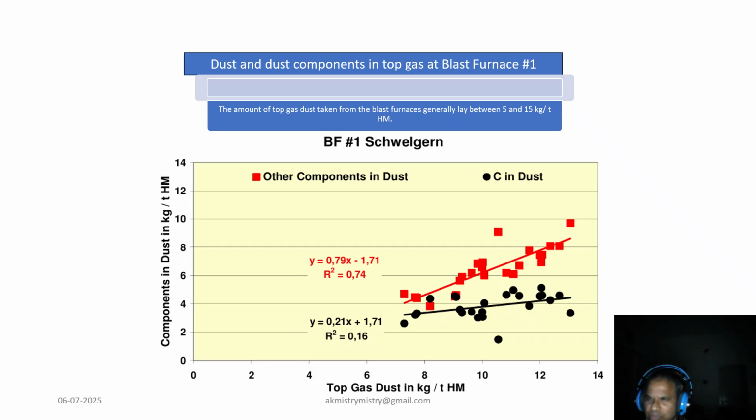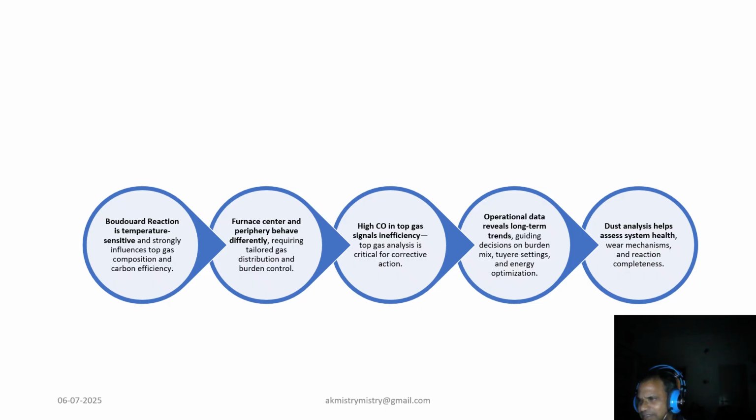And finally, in closing, we looked at the Boudouard reaction, a cornerstone of carbon efficiency in iron making, governed heavily by temperature. We observed how center versus periphery differences in gas composition and chemical profile impact reaction zones and stability. Operational implications such as top gas CO2 monitoring, temperature equalization, and permeability management were emphasized for process optimization. We also studied real blast furnace performance data showcasing how productivity, coke equivalence, and tuyere velocity evolved over years of optimization. Finally, we examined the dust component analysis of the top gas, revealing how dust trends can serve as a powerful indicator of internal wear, burden behavior, and reaction intensity.